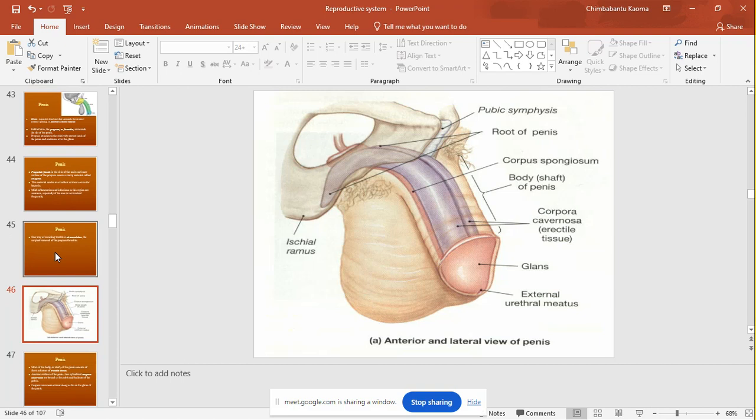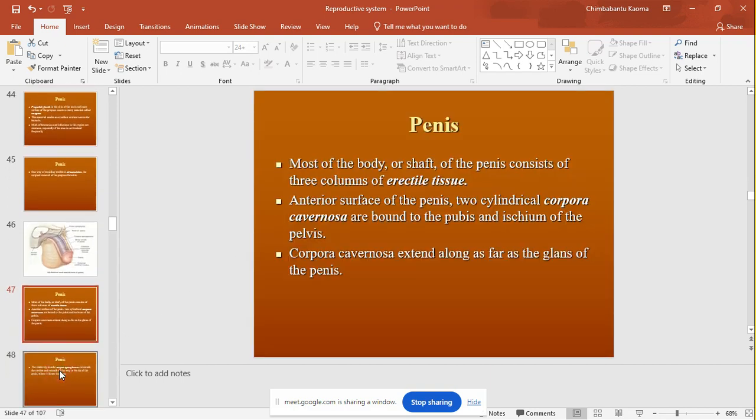Basically, this is a drawing of the penis, the different parts. This is the glans, this is the body, this is the root. And you can see that this particular man looks as though he has been circumcised, because we cannot see his prepuce or foreskin. And you can see that we have this corpora cavernosa, which is part of the erectile tissue of the penis.